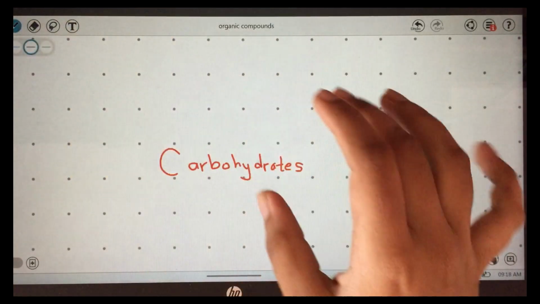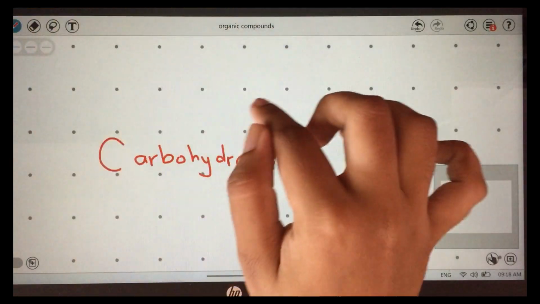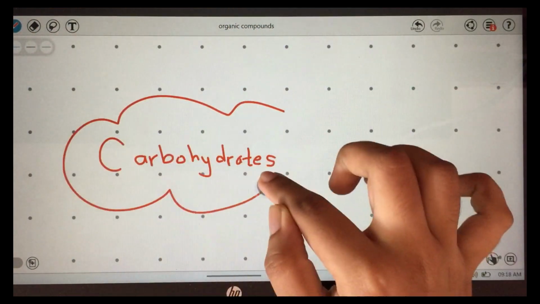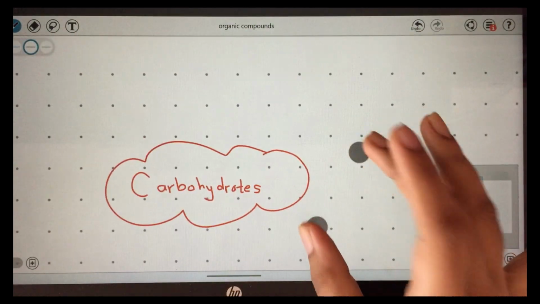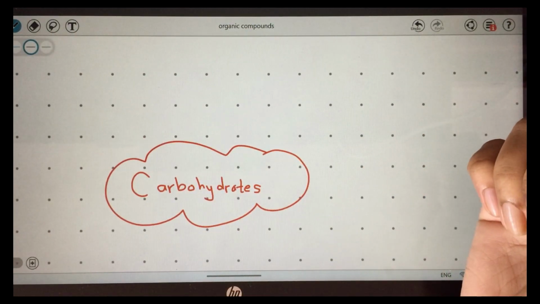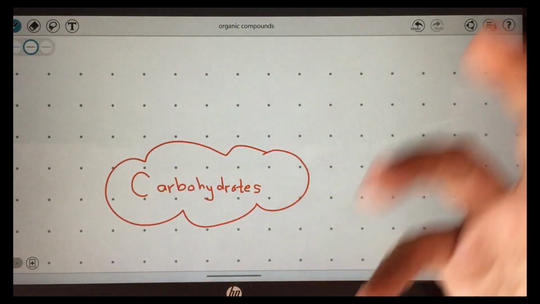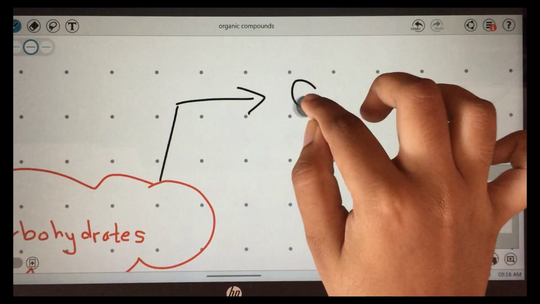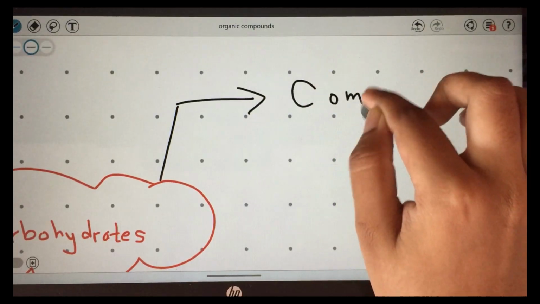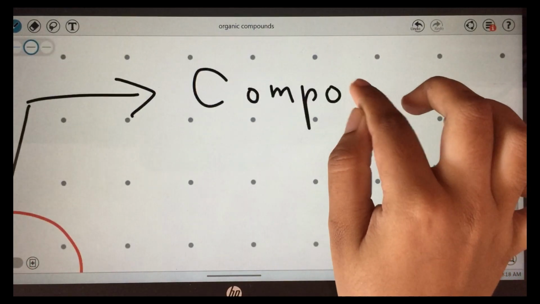So now when they speak about carbohydrates, this is the central point that we have for our mind map. Okay, so firstly we are going to speak about the composition of it, right? So when we speak about the composition, what's a composition? How it's made of. Composition is how something is made of.